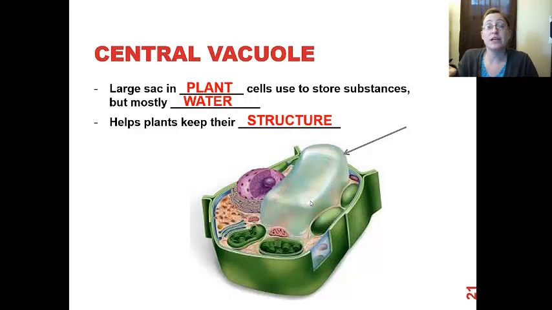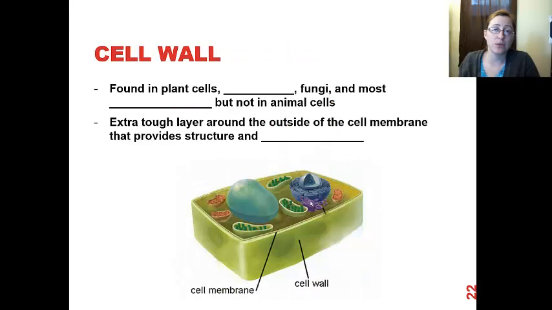That's why if plants don't have enough water, what happens? They look like they're drooping. Their cells are wilting because they don't have enough water in their central vacuole.